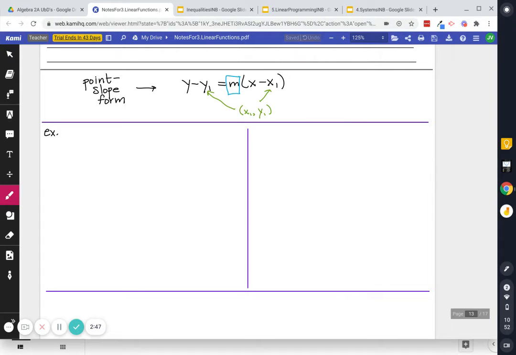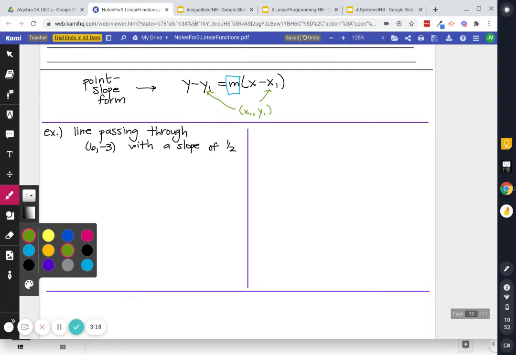Example. I want to write the equation of a line that is passing through (6, -3) with a slope of 1/2. So, oh my gosh, tons of information here. In order to use point slope form, we need a point and we need a slope. So here's my point, my 6, -3. I have an x1 and a y1, which is fabulous because then I can actually start to tackle this problem. My slope is 1/2, and that's my m.